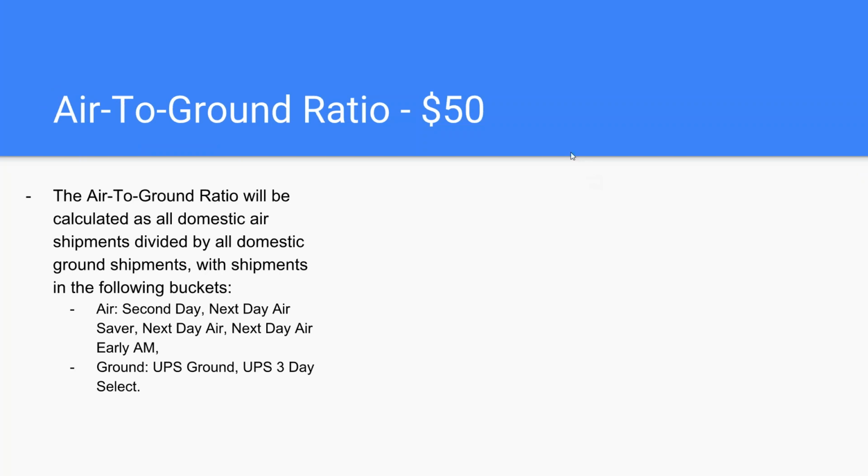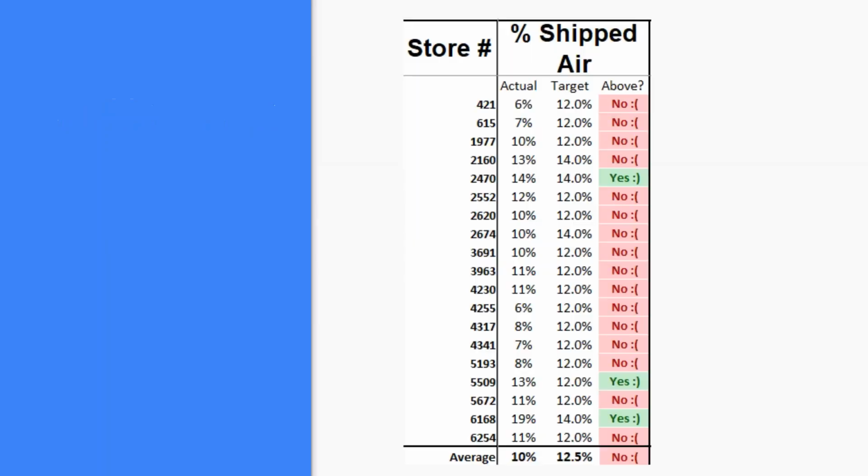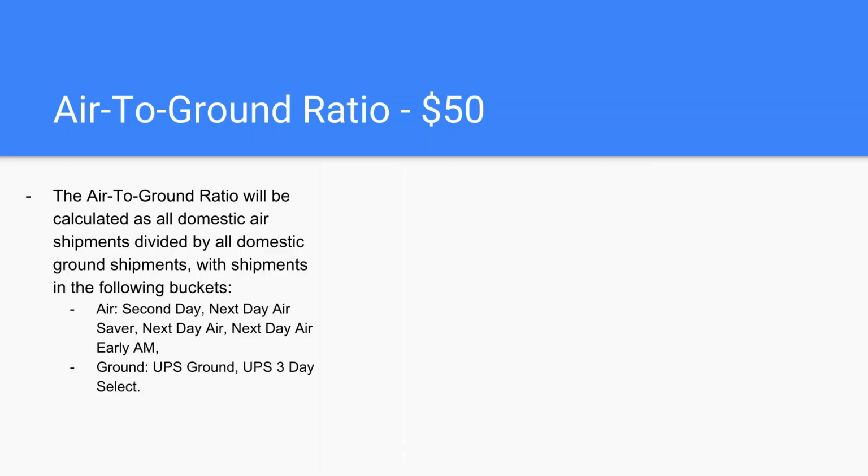I apologize for the slide deck. It's going to be air to total domestic ratio. So the goal for each store is going to be right here. It's going to be 12% for every store except for the Valdosta store. The Valdosta stores have a 14% bonus.